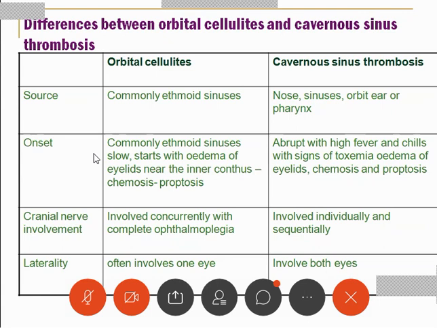Cavernous sinus thrombosis, in contrast, is abrupt with high fever and chills, with signs of toxemia, edema of the eyelids, chemosis, proptosis, and all.